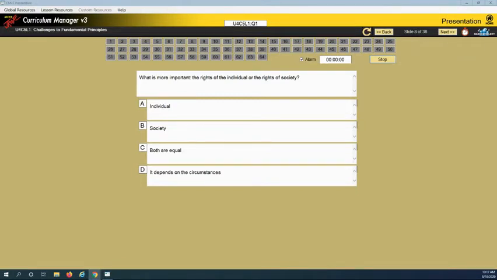All right, next. What's more important to you? Preserving individual privacy rights or tracking criminal terrorist suspects? Ooh. Are they equal? Does it depend on the circumstances? Let's talk about this one for a second. So the individual privacy rights, everybody has the right to their privacy, right?